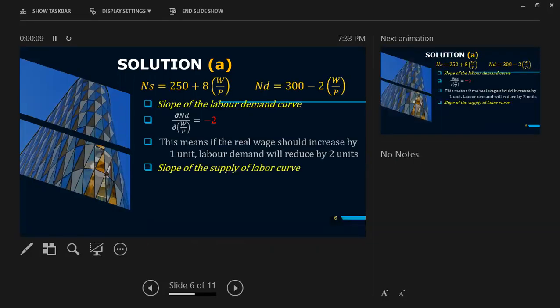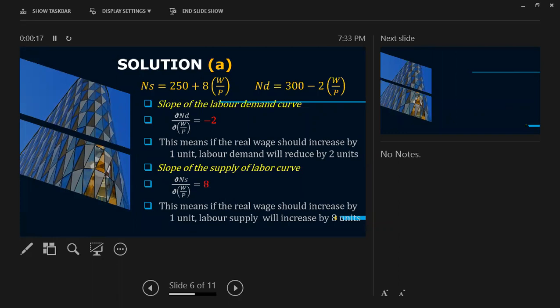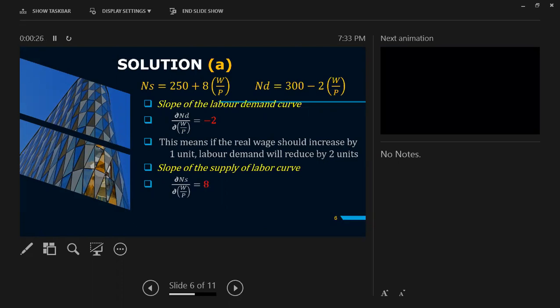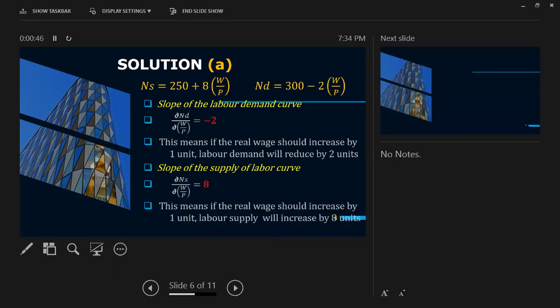Okay, so we are looking at the supply of labor curve. And for this one, when you do the differentiation, we get 8. Audrey, what would be the interpretation? This means that if real wage should increase by 1 unit, supply of labor will increase by 8 units. Yeah, very good. Exactly. If the real wage should increase by 1 unit, then labor supply will increase by 8 units. I hope you understand. Okay, so we move on.